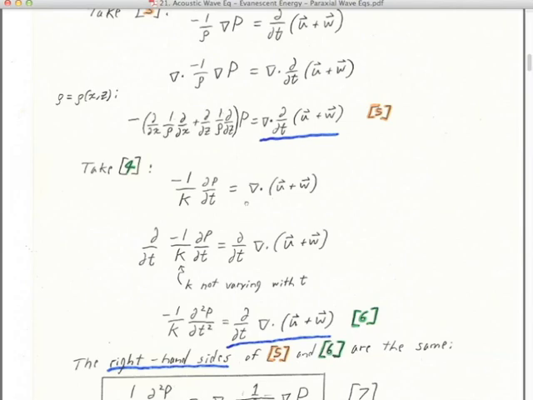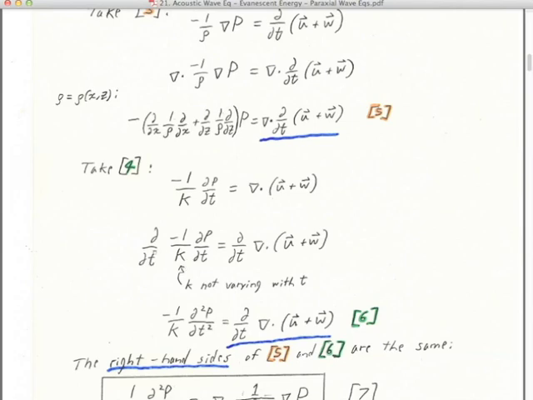Okay, so I have ddt times minus 1 over k dp dt is equal to ddt times del dot u plus w. Now, I said already that the incompressibility k varies with space, but it doesn't vary with time. So you take its time derivative, and you get zero, okay?